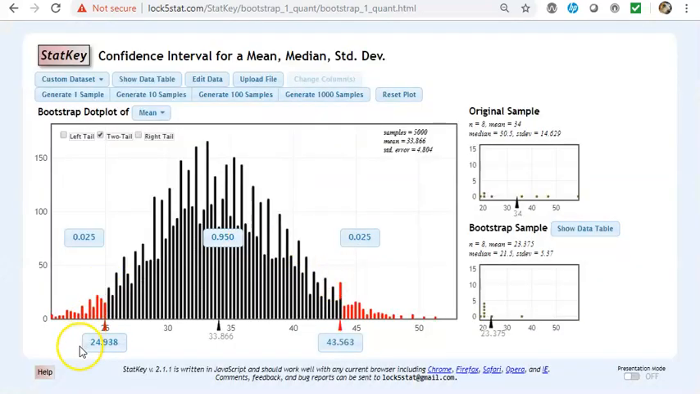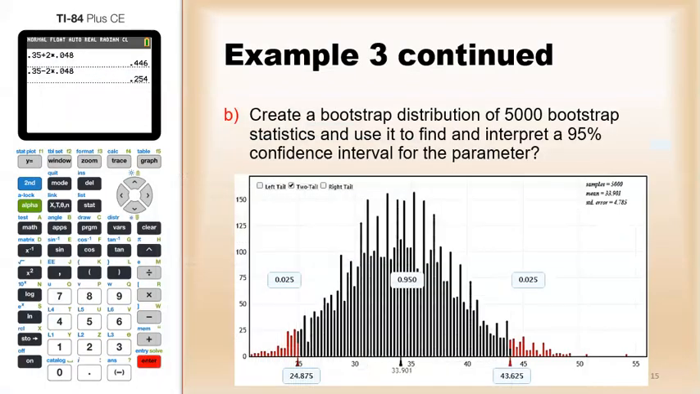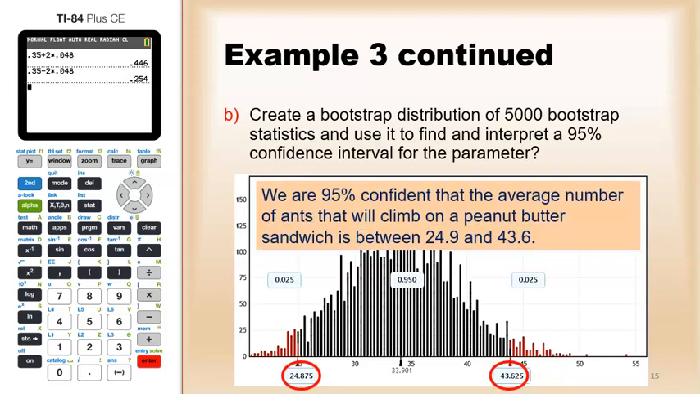Anyway, in this case, we're going from 24.9 ants to 43.6 ants. For the one you see on the screen, 24.9 to 43.6, essentially the same numbers. So my 95% confidence interval is that we are 95% confident that the average number of ants that will climb on a peanut butter sandwich is between 24.9 and 43.6 ants. Now you know.